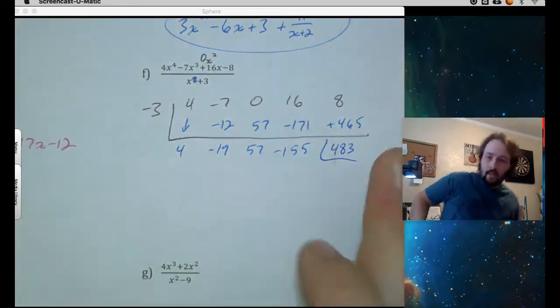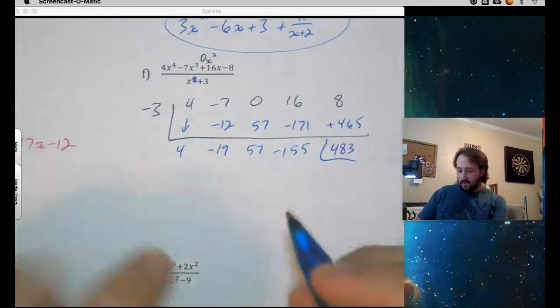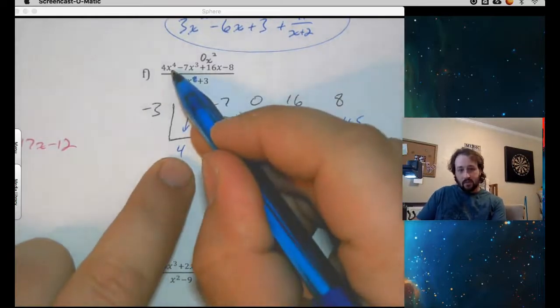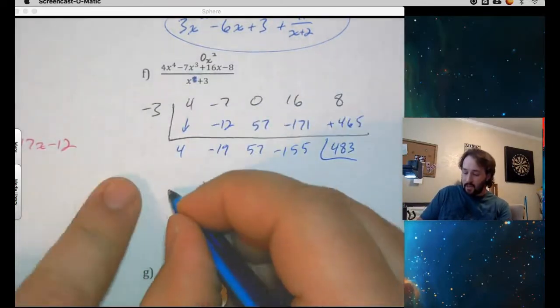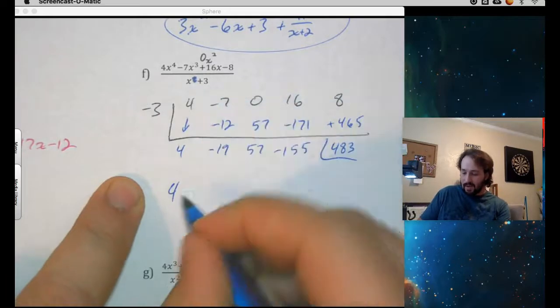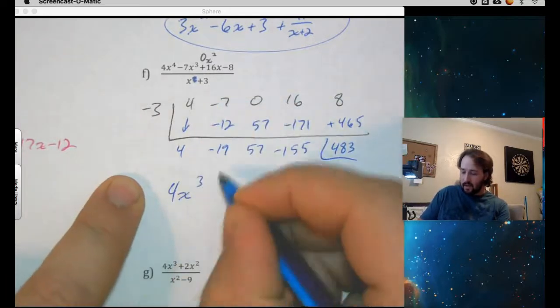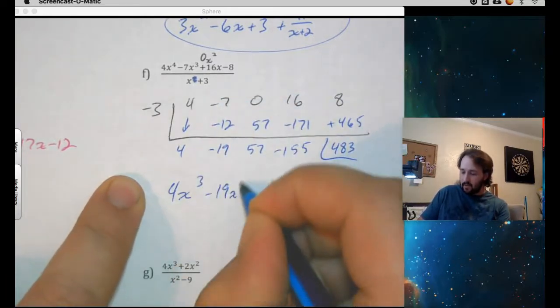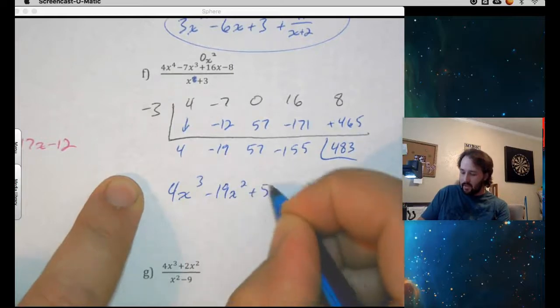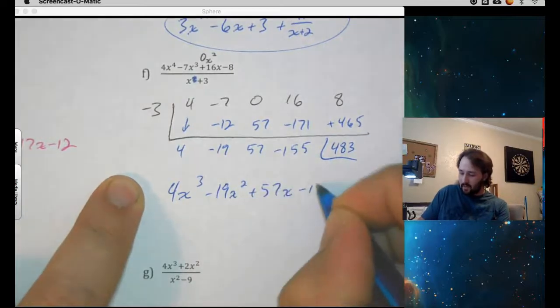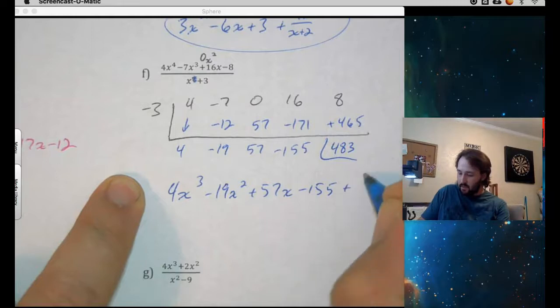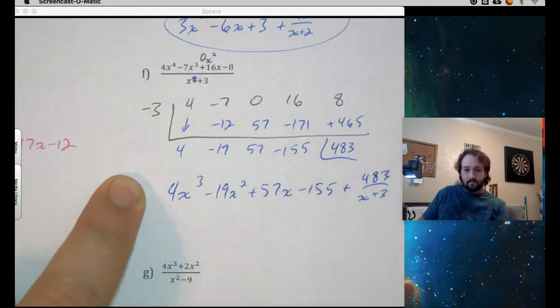I can't see anything. All right, so I started with 4x to the fourth. So that means this is one exponent lower since I divided by an x, so 4x to the third. And then I have minus 19x squared plus 57x minus 155, and then plus my remainder over what I'm still dividing by. That's it. That's synthetic division.